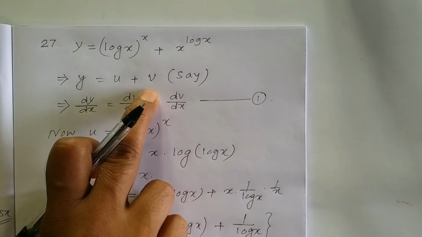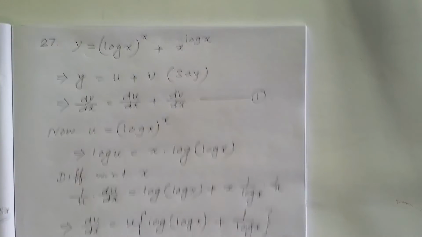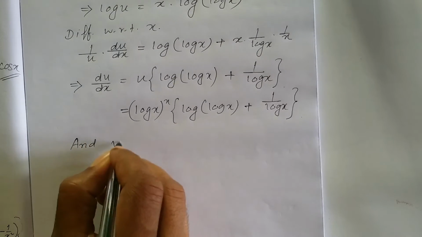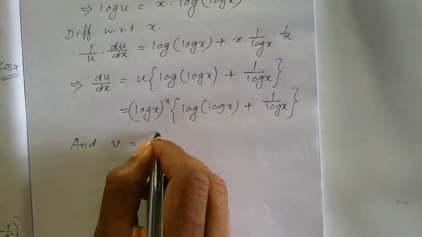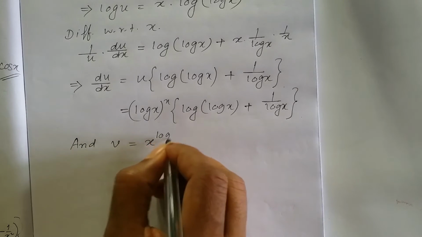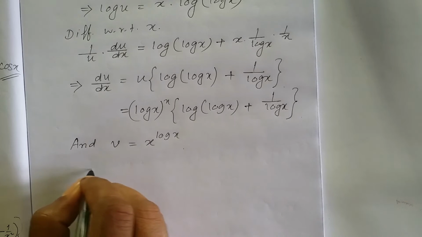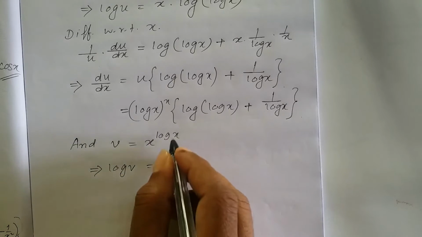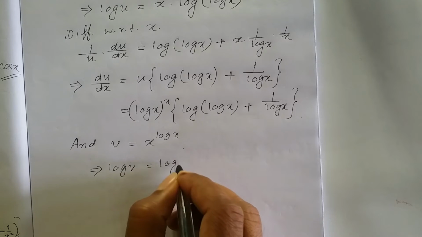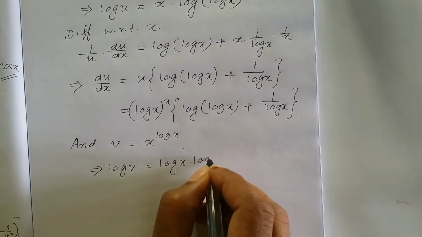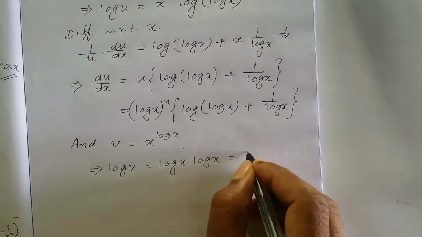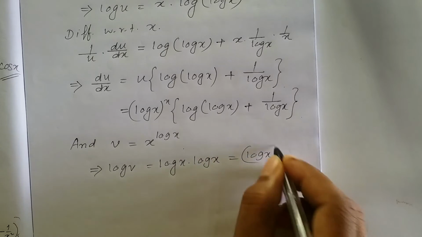This function is v and v was equal to x to the power log x. So again take logarithm. So log of v is equal to log x will come in front into another log x. So it is actually log x whole square. You may write log x whole square.